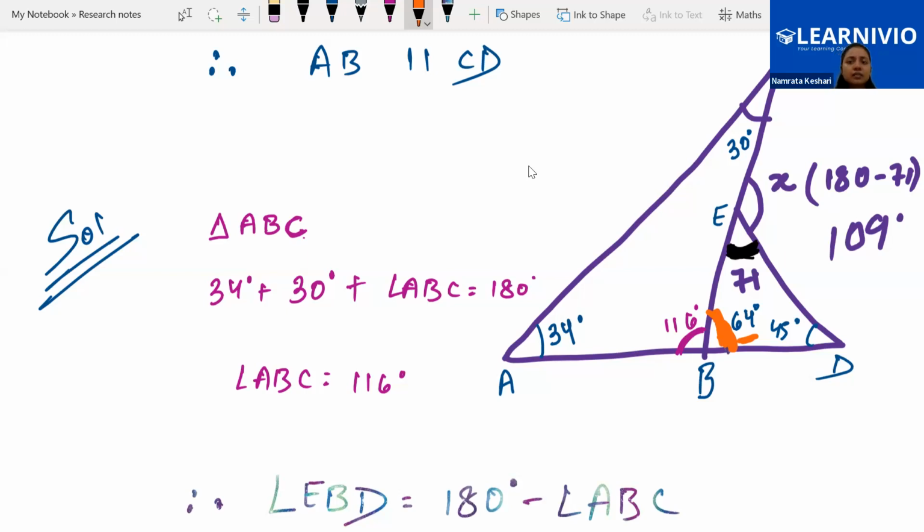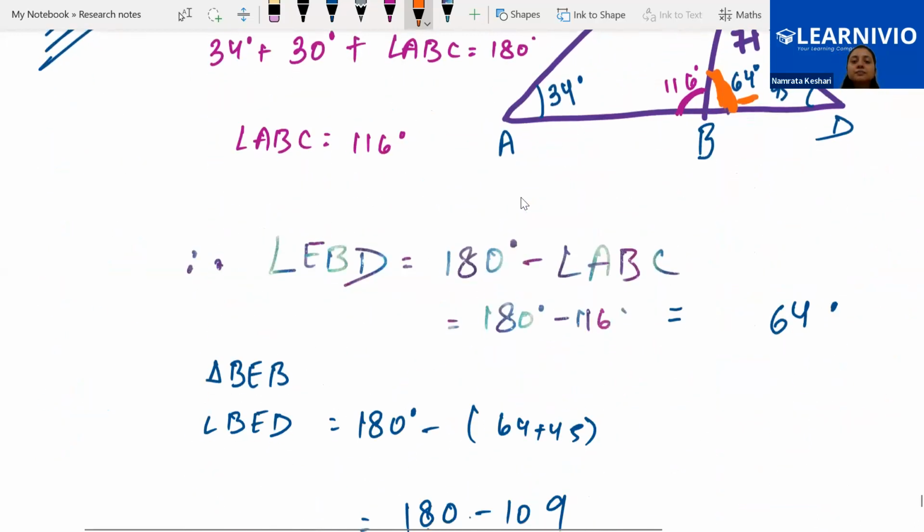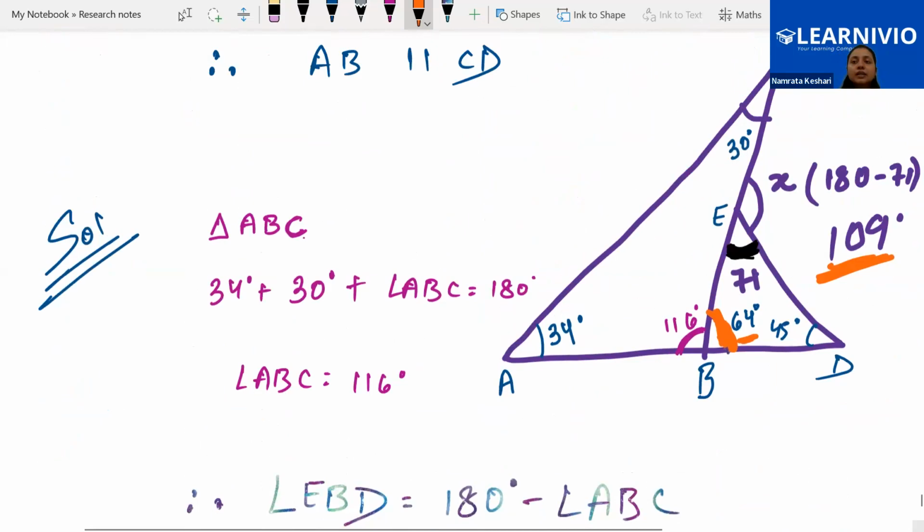Previously we were finding angle EBD. Now we can find BED, the black one. 71, and then by linear pair it is coming as 109. Anyway, it will be 109 only. Any confusion to anyone? No, ma'am.